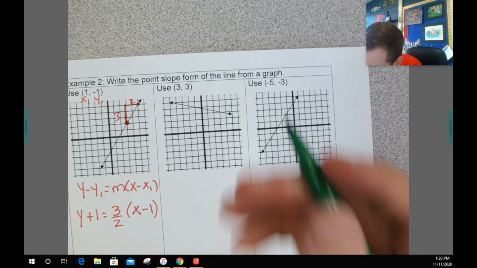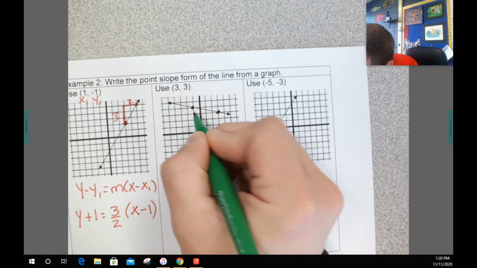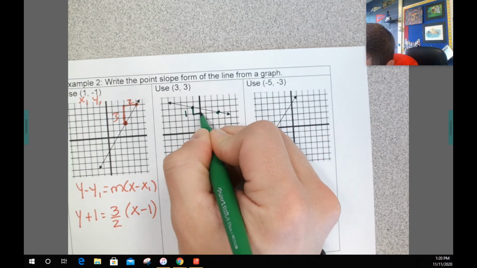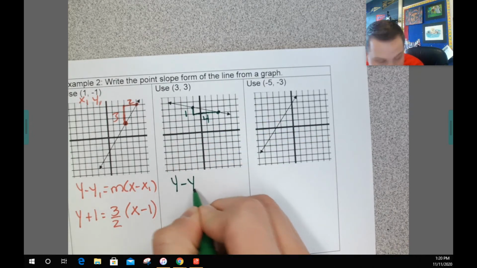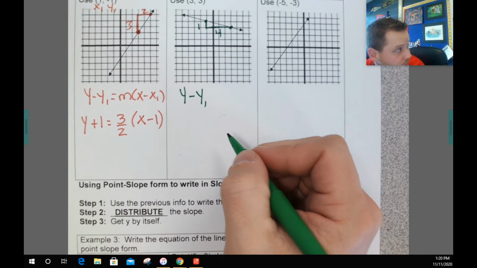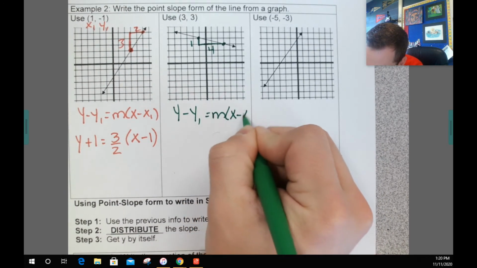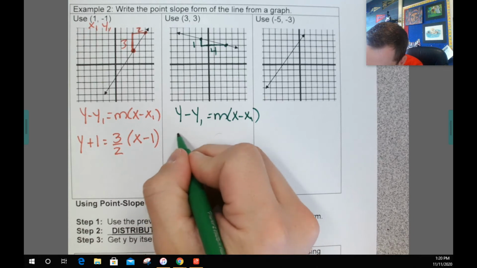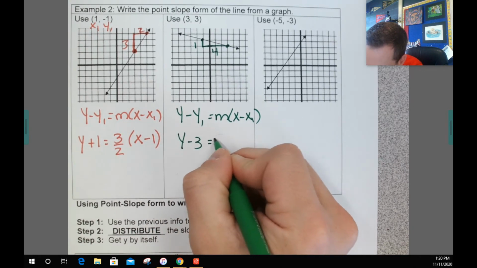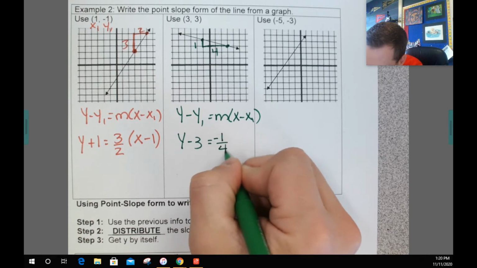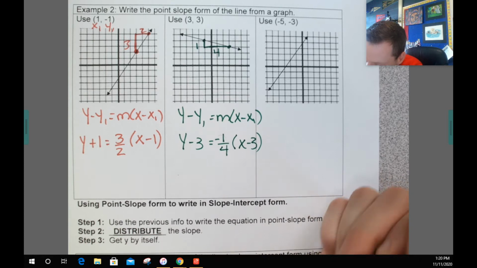For the middle one, we go ahead and find our slope. So I got a good point. So we're down 1, right 1, 2, 3, 4. Generic is y minus y1 equals m x minus x1. So substituting in, we get y minus 3 equals my slope is down 1, right 4, so it's negative 1/4, and then x minus 3.